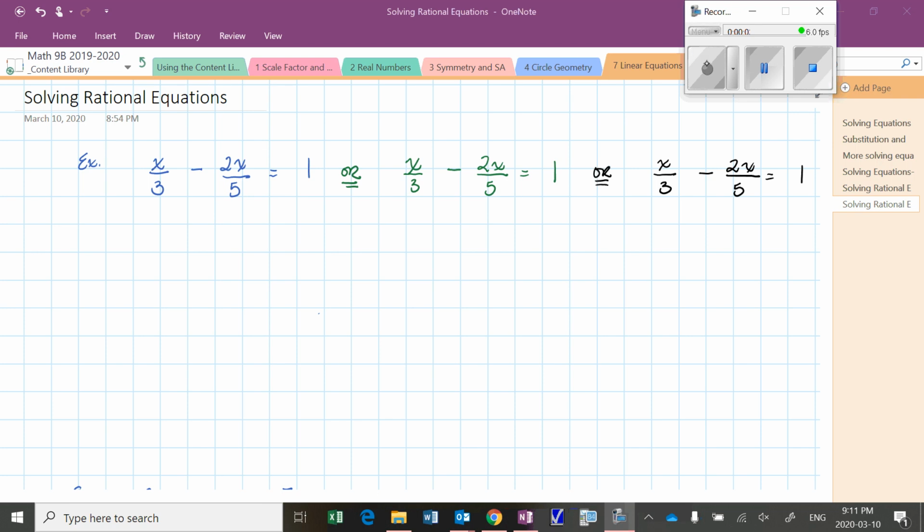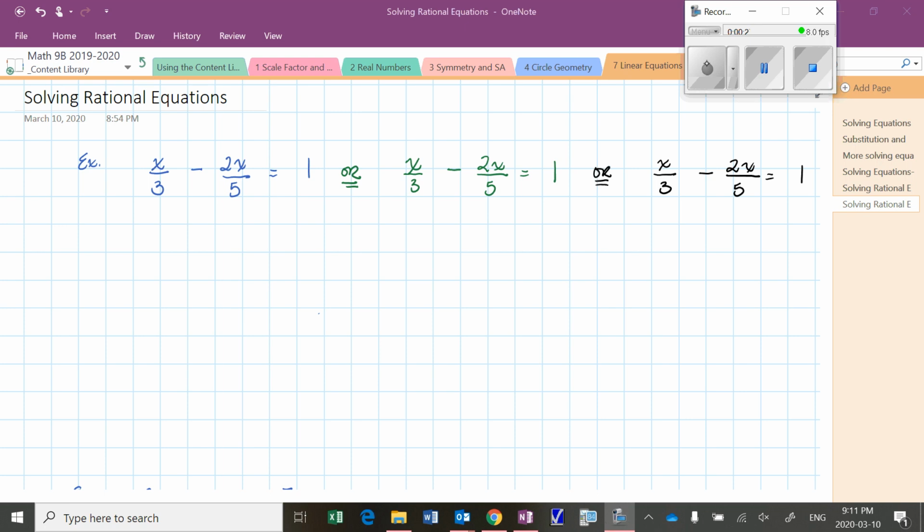So today we're going to continue to solve more rational equations. The first example that I have for you has two different denominators. We've got x over 3 minus 2x over 5 is equal to 1. And you can see I've got it written 3 times already because we're going to solve it in 3 different ways, or slightly different ways.